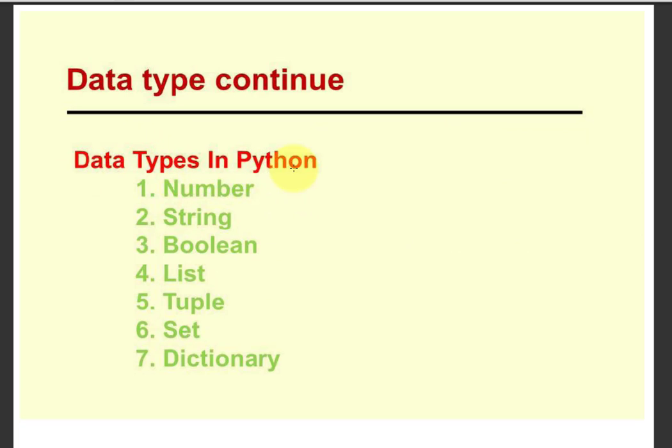Now, data types in Python means how many types of data there are in Python. We have number, string, boolean, list, tuple, set, and dictionary. These types of data elements we will use to create our programs. So first we are going to understand the number data type.